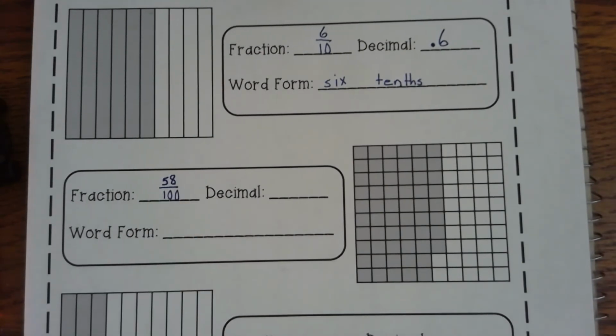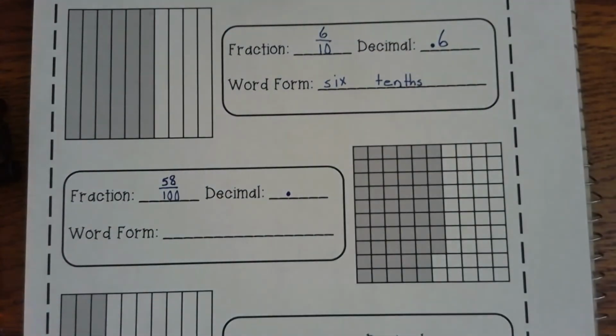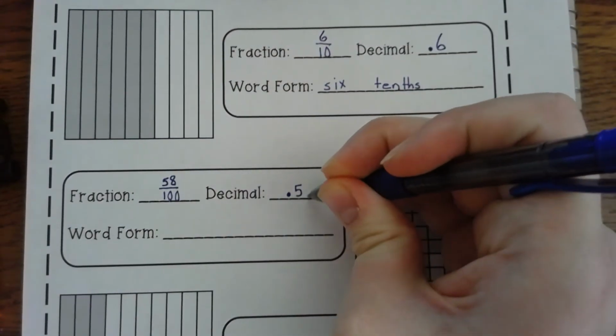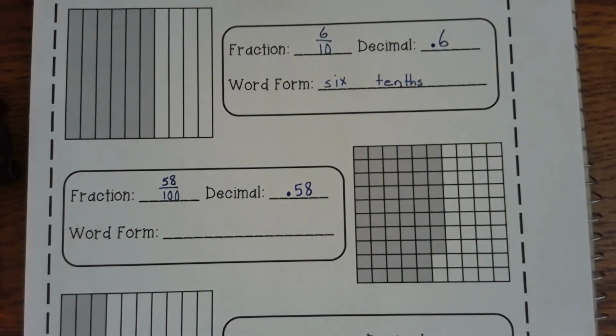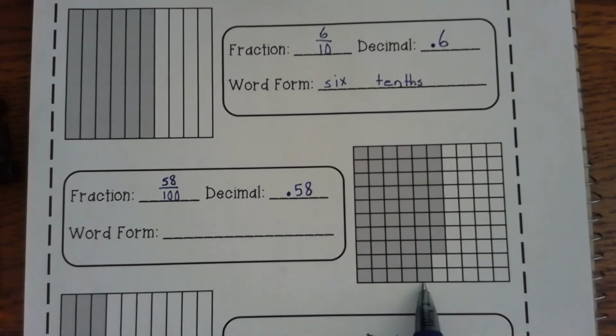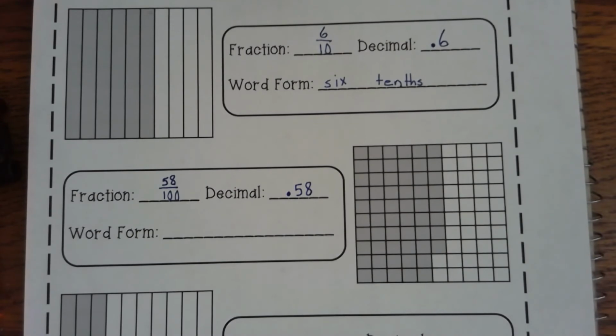This is 58 hundredths. So for my decimal, I can go ahead and draw my decimal point. I don't have a whole, so there will be nothing to the left of the decimal point. But here, I can write 0.58. So 0.58, that's our decimal. Okay, and if we look at place value, we see that we have the 5 in the tenths because there are 5 entire tenths, and then we have 8 in the hundredths. But when we use the word form, we actually only call this hundredths, okay?